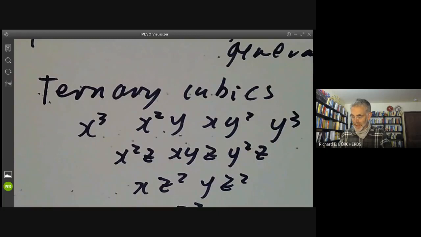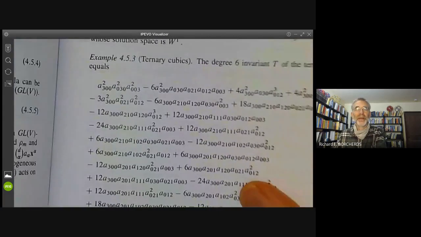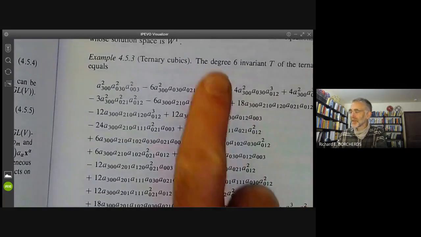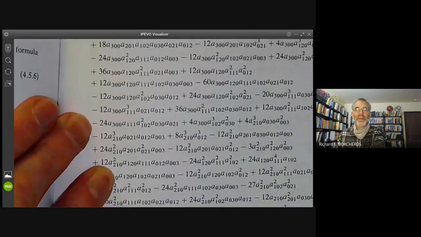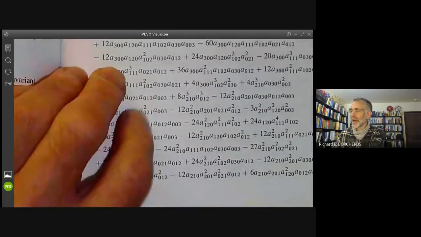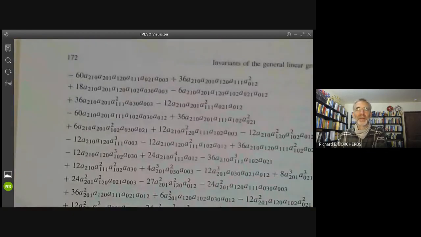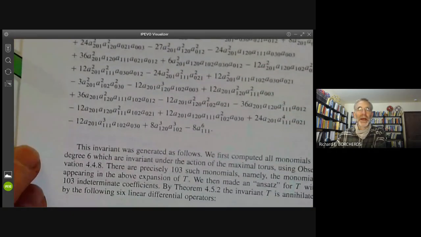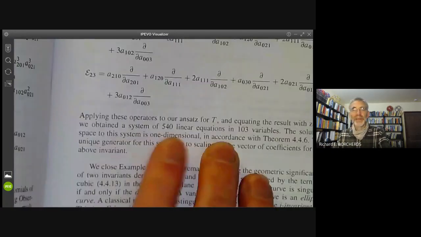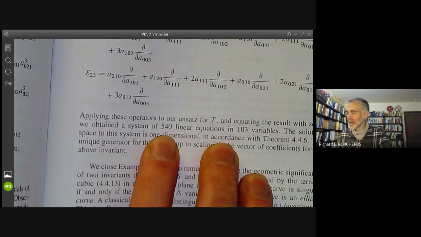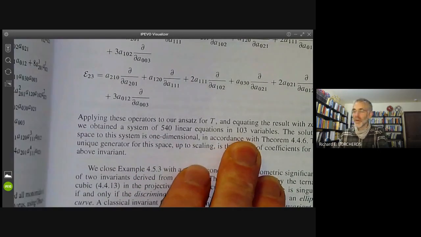The degree six invariant is even more impressive. It looks like this. So here's the degree six invariant of the ternary cubic, and it goes on for the whole page, and then it goes on for a fair amount of the next page as well. So how do you compute these? Well, he says so here. Here we solve 540 linear equations in 103 variables. So I'm guessing he didn't do that by hand.